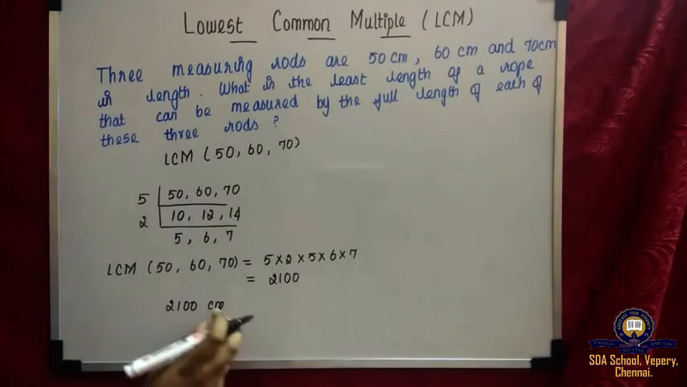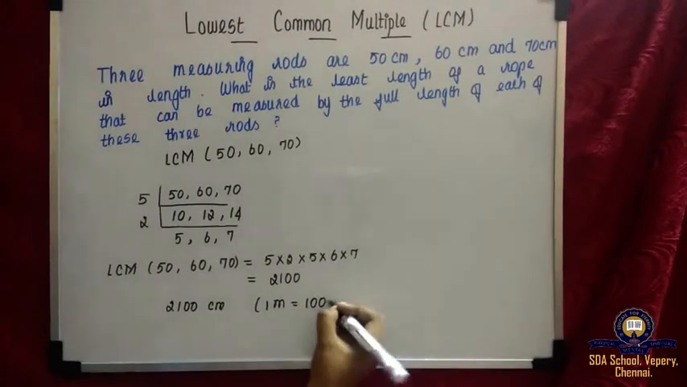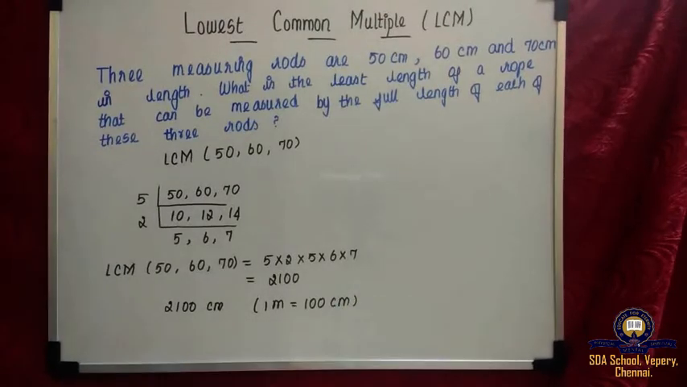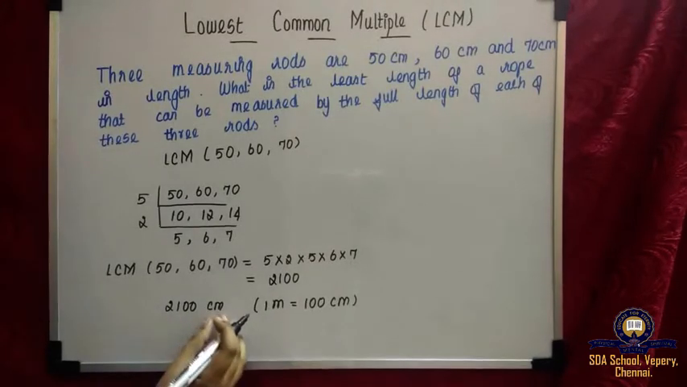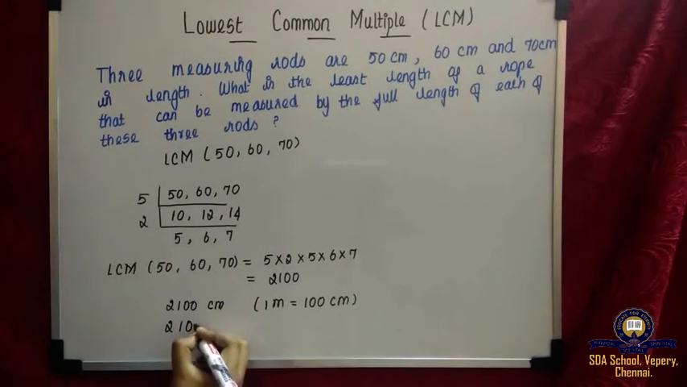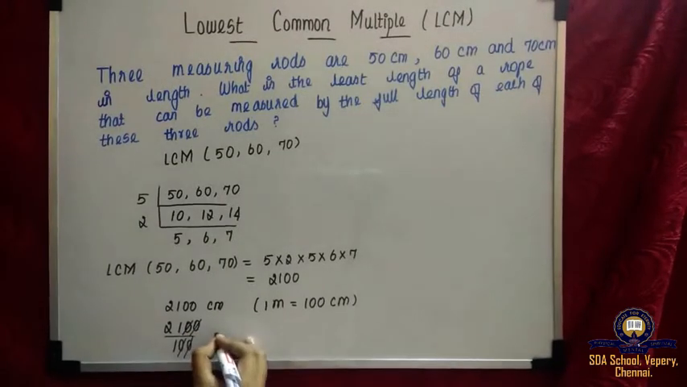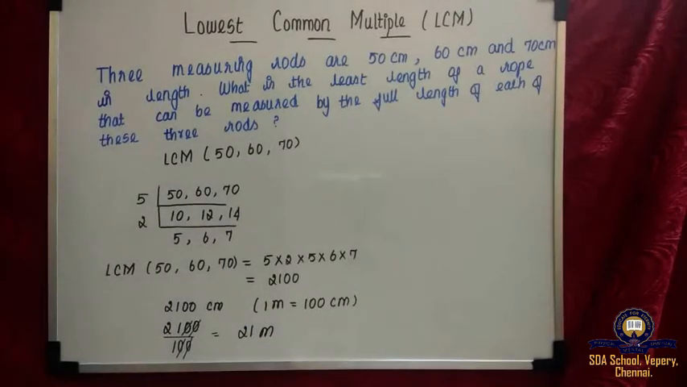So we have found in centimeter. You can always convert it into meter. We know 1 meter is equal to 100 centimeter. When you convert smaller unit to larger unit, you need to divide, right? Because you are converting centimeter to meter. So you have to divide. So 2100 divided by 100. What will you get? 21 meter. Therefore, the least length of a rope that can be measured by the full length of each of these three rods is 21 meter.